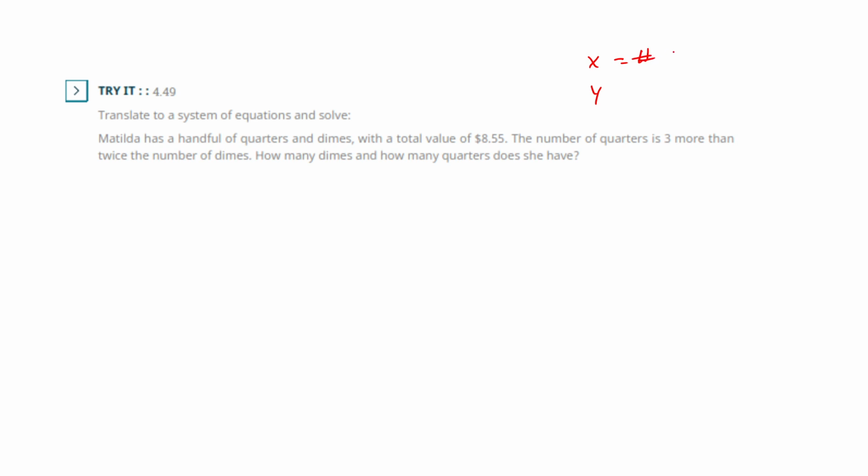So this is going to be the number of quarters, and this is going to be the number of dimes. Okay, so we'd like to just add them up, which we can almost do, but we have to take into account this is money. This is just a number of coins until I add the value in front of them. Let me write that again: 0.25x plus 0.10y equals 8.55. Okay, so there's one equation.